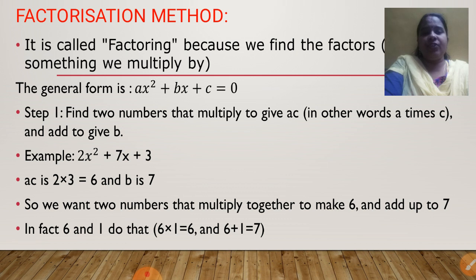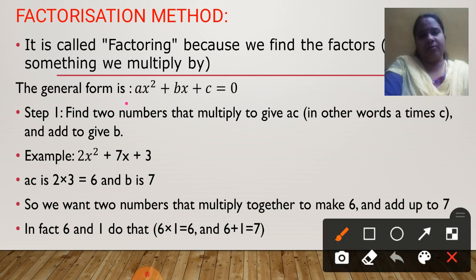I have written here general form of quadratic equation. I hope you remember it. Ax square plus bx plus c is equal to 0. The first step of factorization is find two numbers that multiply to give AC. Means what? You need to first find the product of the first and the last term. Correct? First and the last term.